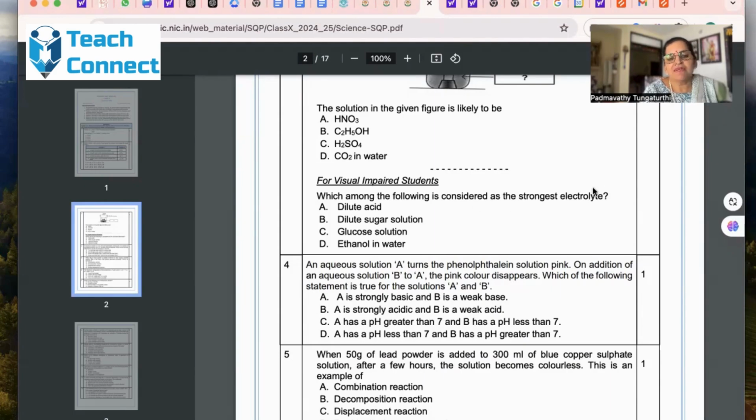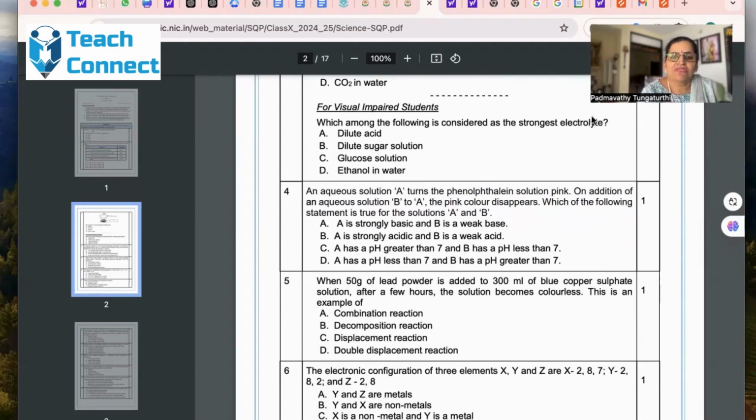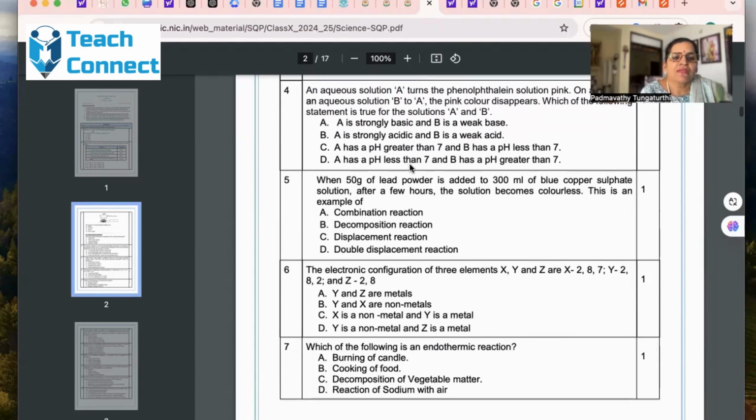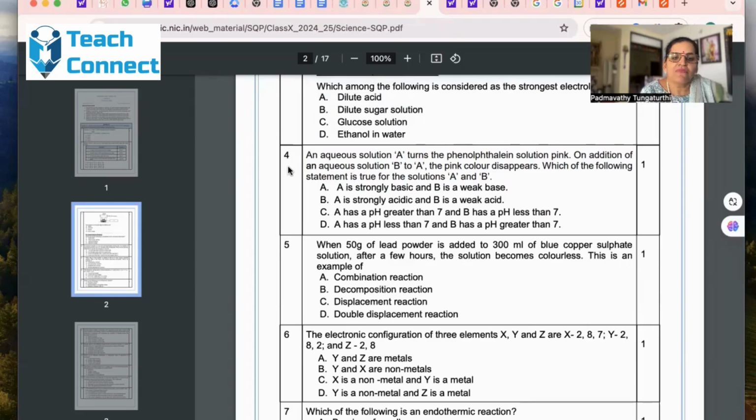Which one is considered the strongest electrolyte? You have dilute acid, which is the strongest electrolyte, because sugar is complex. Glucose solution is a complex one, and ethanol in water. Then definitely question number 4.